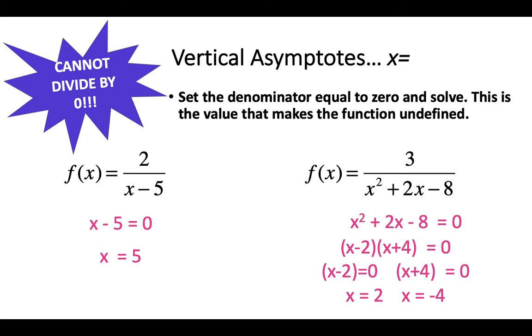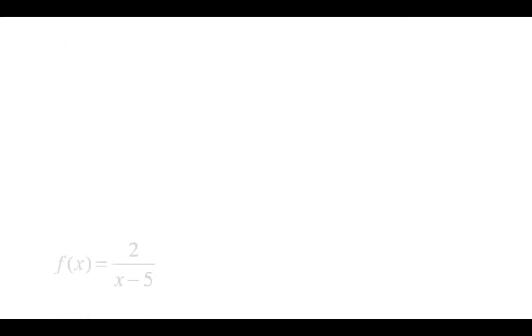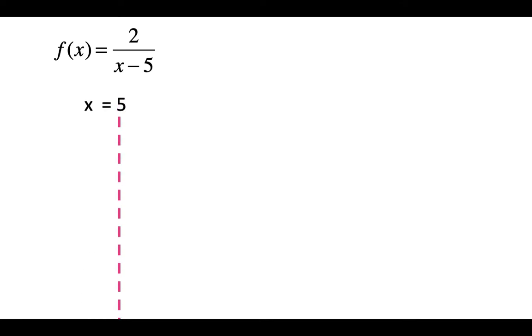So the value x equals 2 and the value x equals negative 4 causes the function on the right to have a denominator that's 0. So we will have two asymptotes for the function on the right. Two vertical asymptotes, one at x equals 2 and one at x equals negative 4. All right, well, let's look and see how that looks.